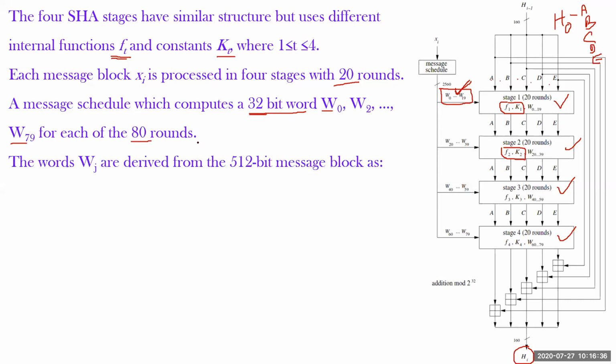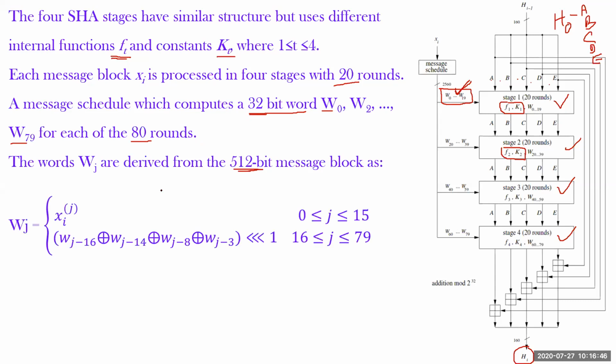Out of these, it is submitted something like this. The word Wj is arrived from the 512-bit message, something like this. This is the formula you need to consider. So X of i over j is the round value, the stage value. If j is between 0 and 15, the X value is taken as it is. There is no combination, or no scrambling.